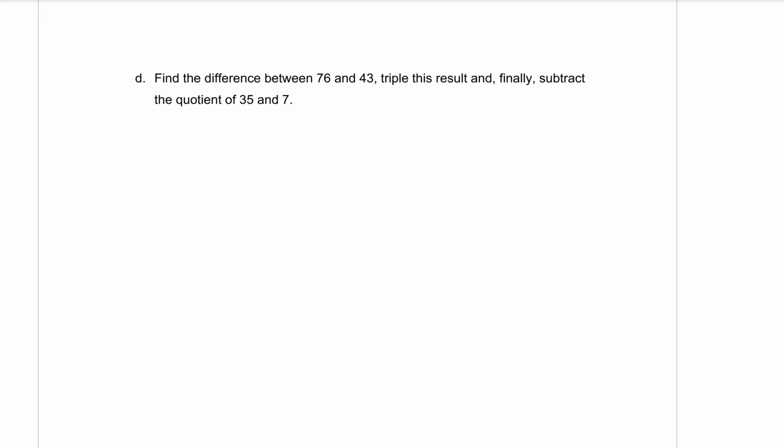So this is one of the harder questions. It's harder because it's wordy, okay? Find the difference between 76 and 43, triple this result, and finally subtract the quotient of 35 and 7. Okay, now this is order of operations, so I obviously don't want you to sit there and do all of that in your head. Some of you might want to. I would like you to try and work out what that is as a number problem.